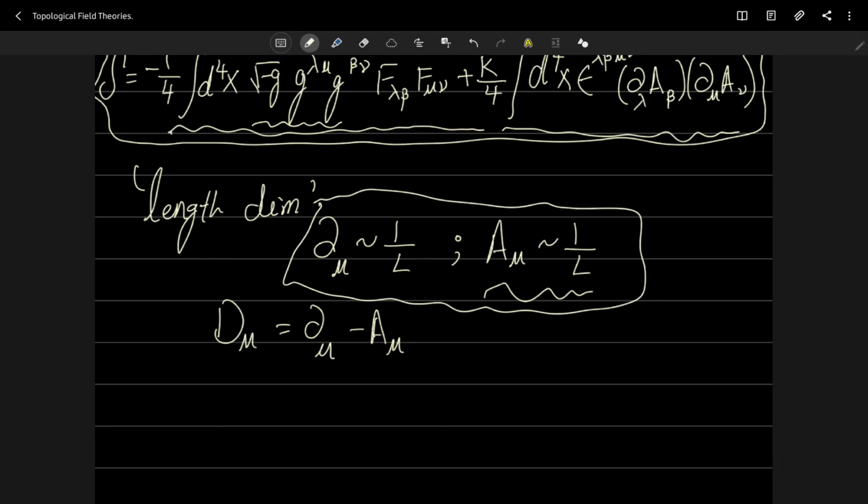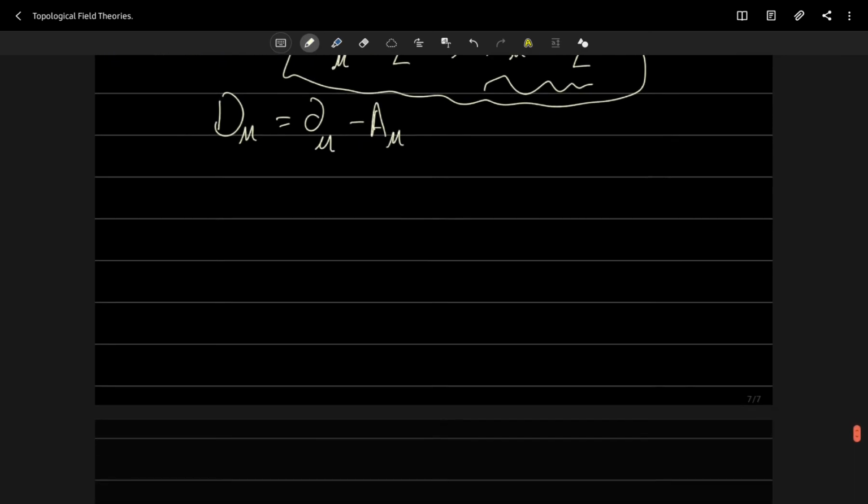Now this simply means that terms with higher length dimensions are going to dominate over the terms with lower length dimensions as we consider physics at low energies, or you could say long length scales.